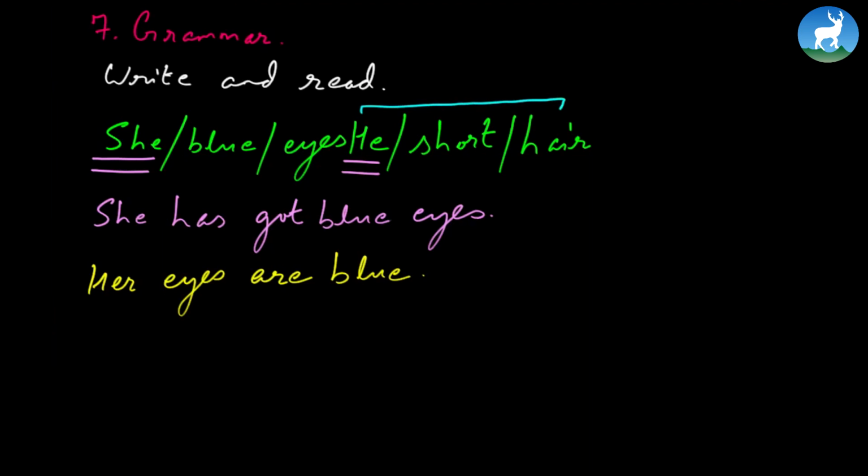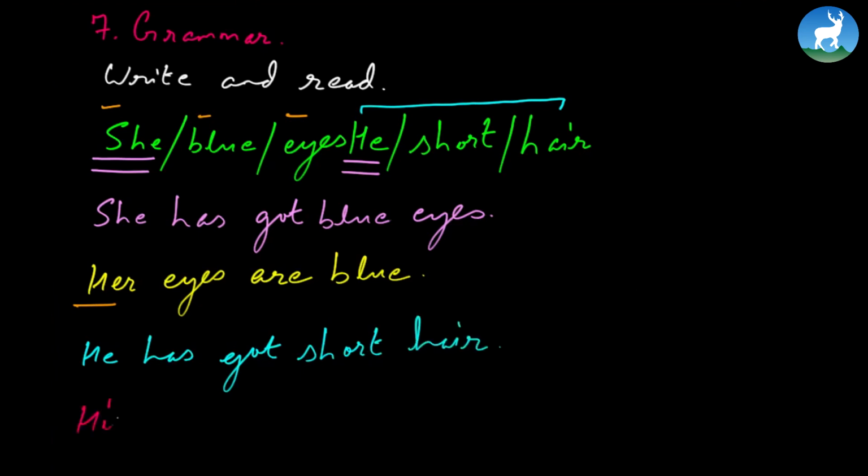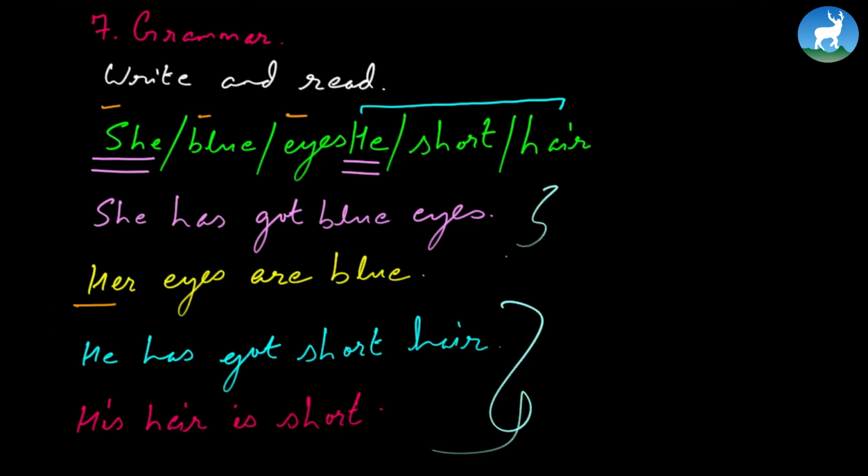Now the first two sentences are made from these jumbled words. The first part, she, blue eyes. So she has got blue eyes. Or rather, to say the same thing in another way, her eyes are blue. So it just means the same. Now coming to he, what do you think you can write? He has got short hair. And secondly, his hair is short. So the same thing written in two different ways, all right? And these jumbled up words, we've turned into a sentence which makes sense.